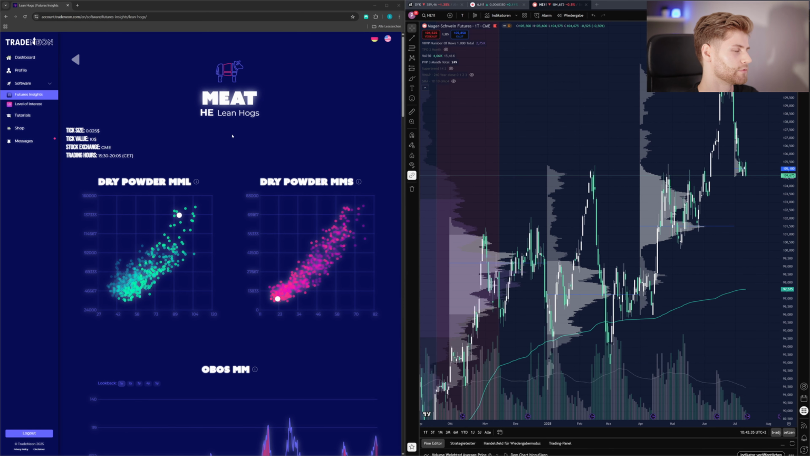Okay, now we are in the Futures Insights dashboard, and as always, we are going to start off with the dry powder indicators for the managed money side, so the speculators, the large speculative institutions. And right off the bat, we already have quite a convenient situation because we have two extreme positions. On the one hand, we have an extremely high open interest for the long side and a quite minimal amount of open interest for the short side.